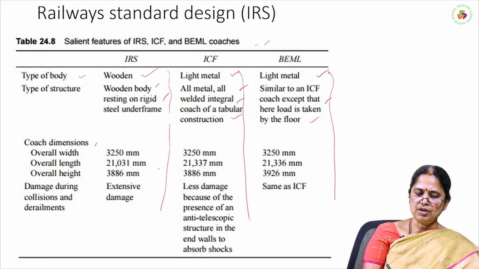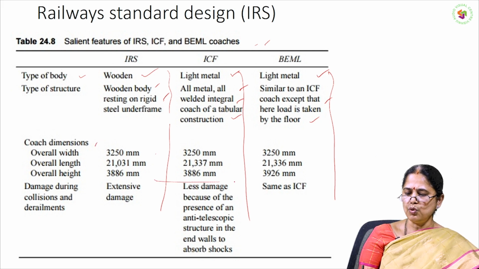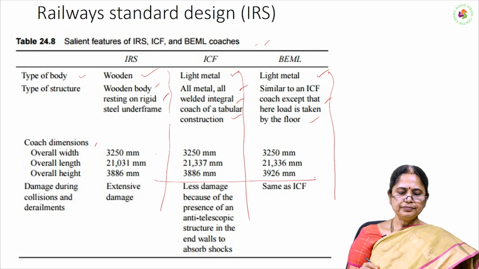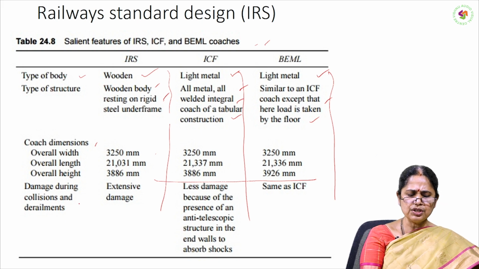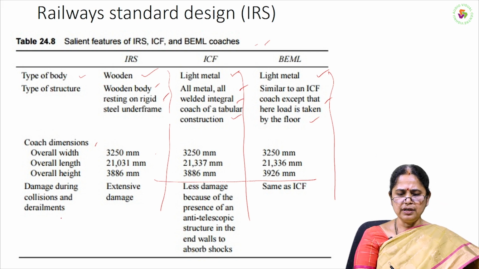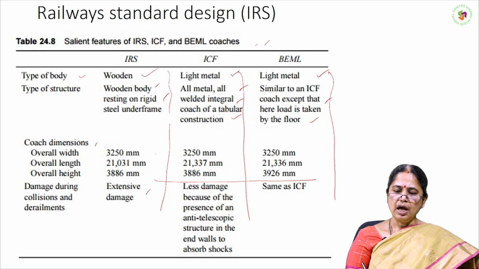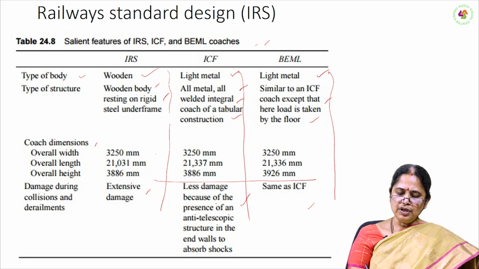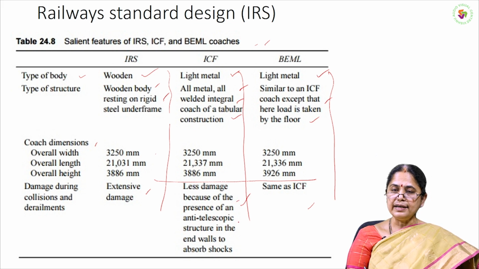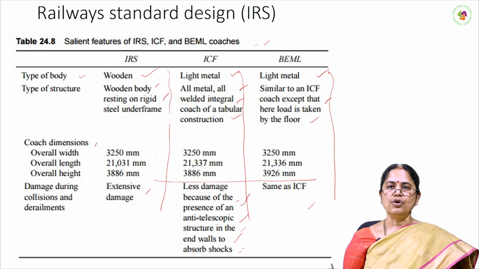Coach dimensions are almost similar in all three designs. Damage during collision and derailment is extensive for the IRS and less for ICF and BEML because of the presence of an anti-telescopic structure in the end walls to absorb shocks.